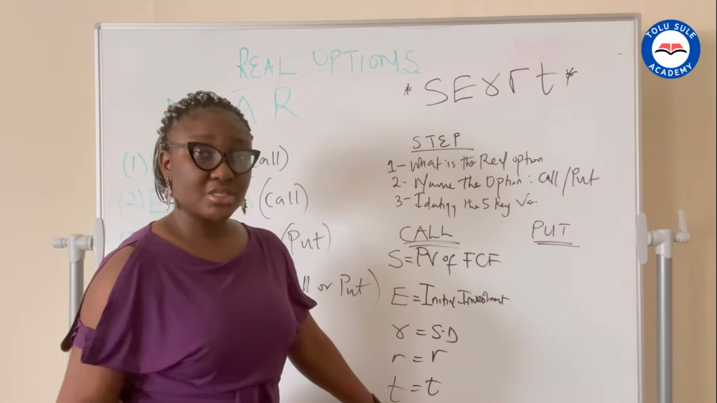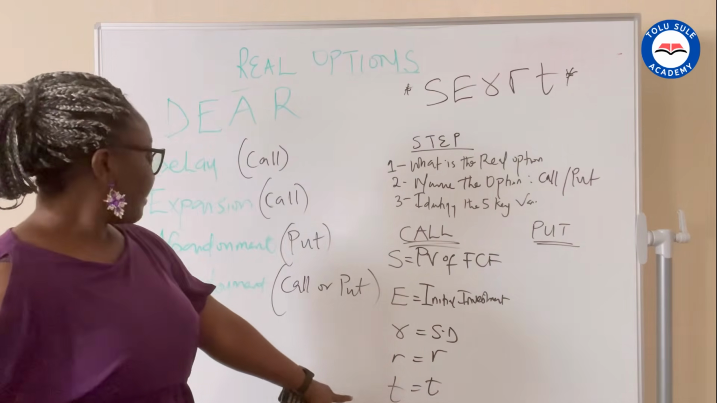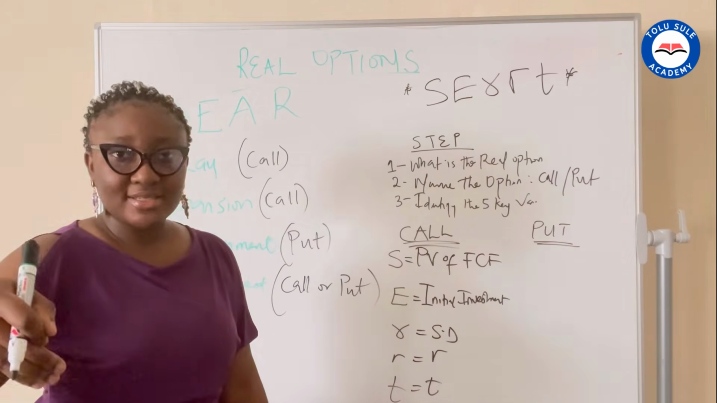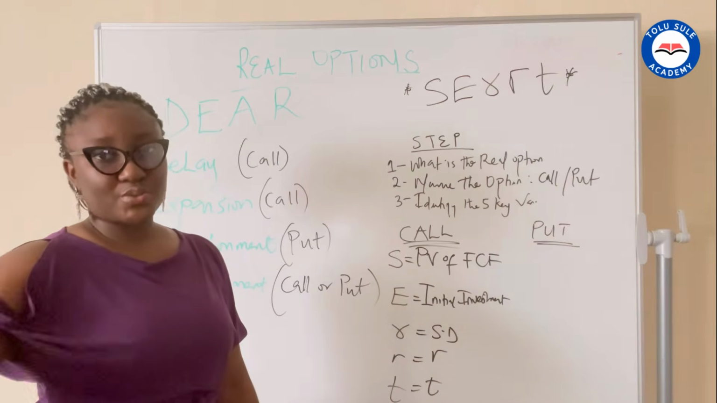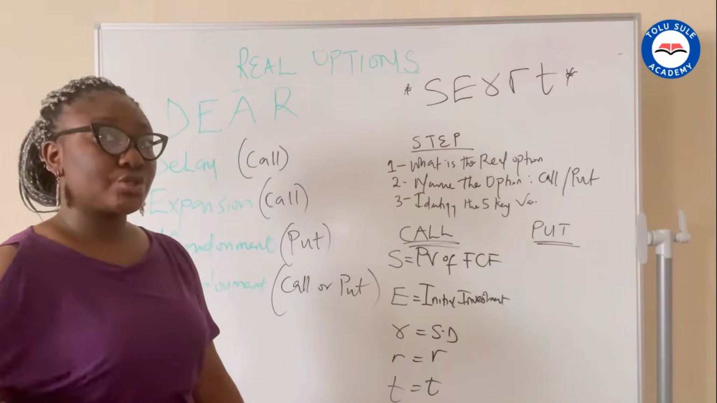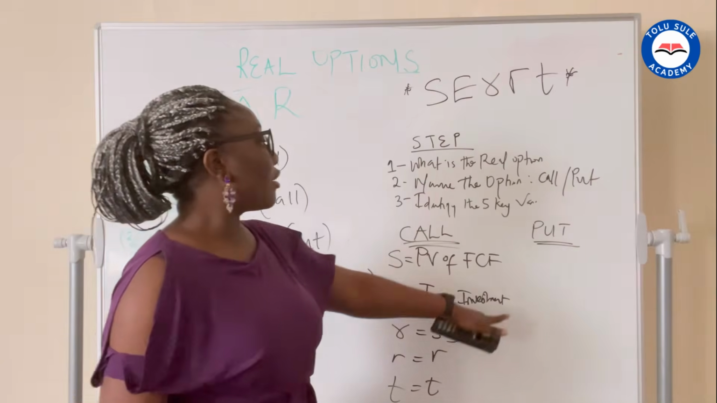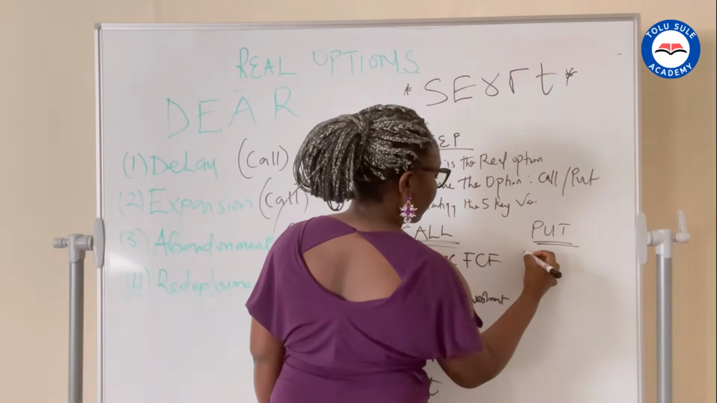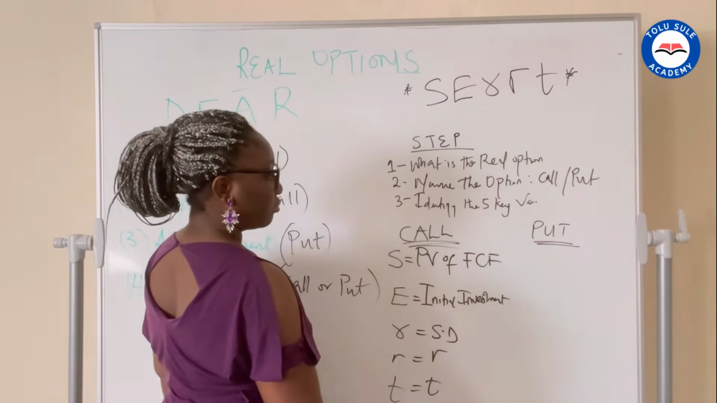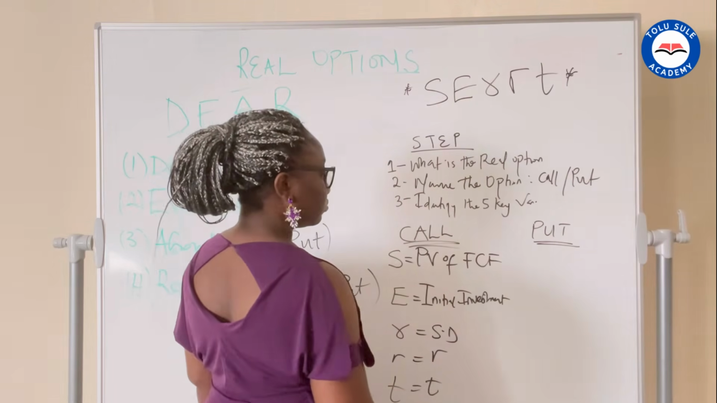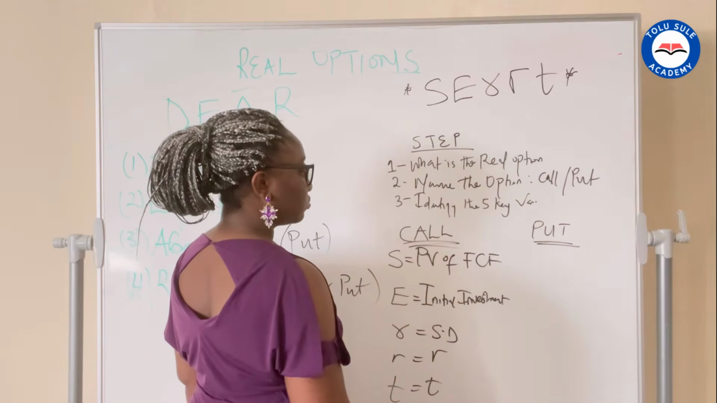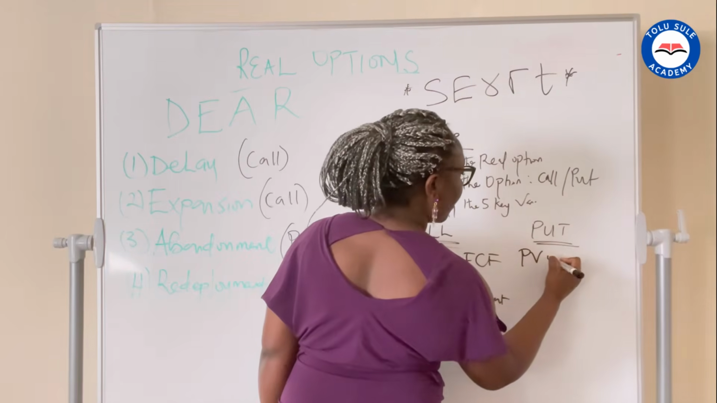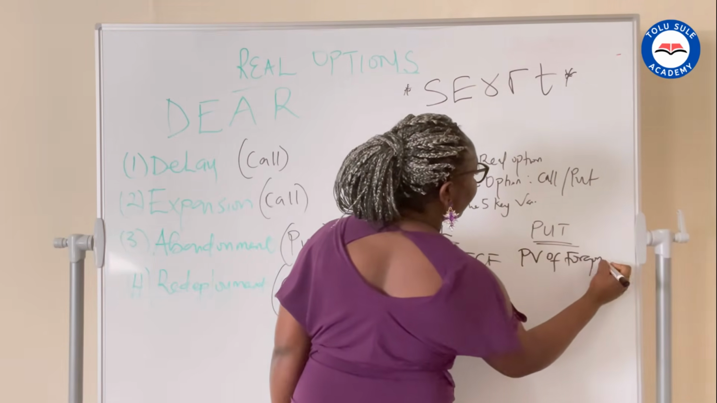Now, this one, time, can be very tricky. If it is a delayed decision, it is between now and when that investment is going to be delayed to start. There's a question in it, so we will understand it better. Now, for put option, S in the put option is the present value of foregone cash flows.